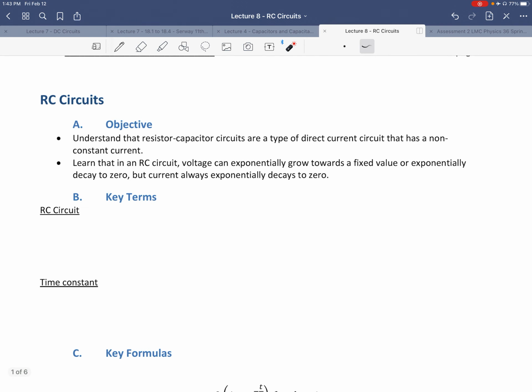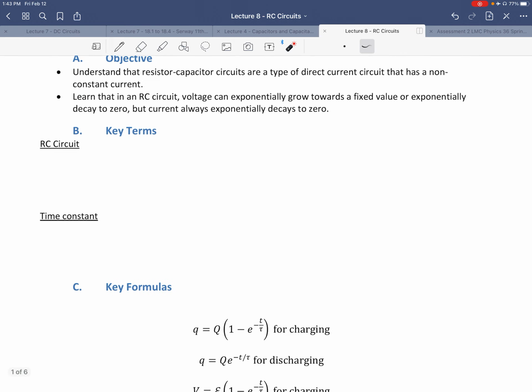We want to understand that resistor-capacitor circuits are a type of direct current circuit that has non-constant current. Okay? We also want to learn that in an RC circuit, voltage can exponentially grow towards a fixed value or exponentially decay to zero, but current always exponentially decays to zero. Okay, we've got to unpack that a little bit. Let's look at our two key terms.